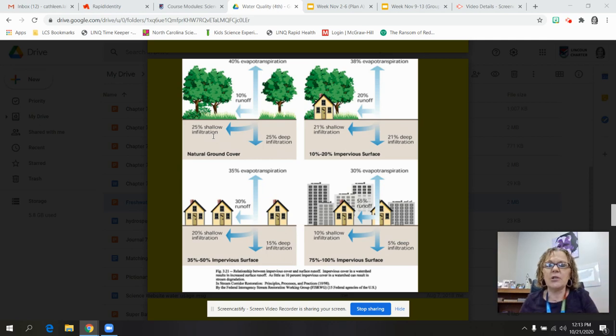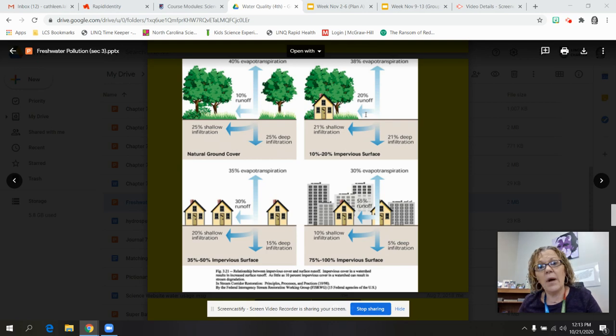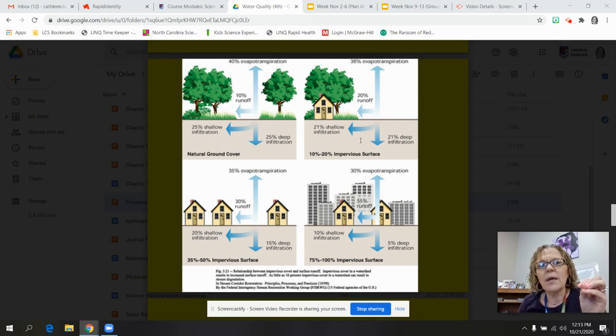Those are good percentages. Now, as you move over to your right, what has happened from one picture to the next? Well, we took out some trees and some grass, and we added a house. So look at the percentages now. Not 10% like on the left, but now 20% will run off because you have a lot more pavement.